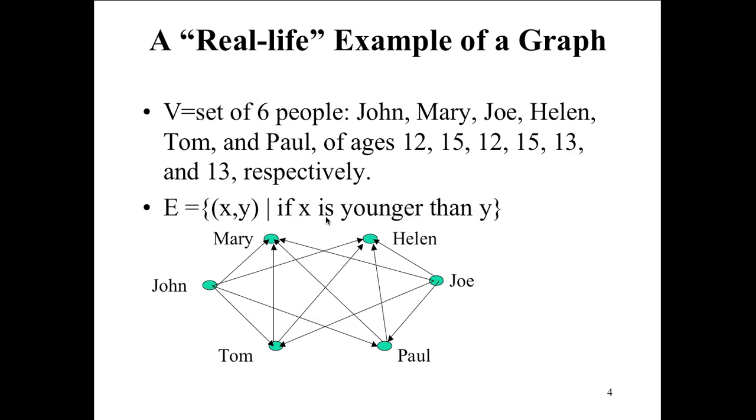As a real-life example of a graph, here the vertices, or the nodes in the graph, are a set of 6 people: John, Mary, Joe, Helen, Tom, and Paul, and their ages are 12, 15, 12, 15, 13, and 13 respectively. We could take their ages and graph them out in a structure that represents a visual representation in theory of how they relate. The edges are X and Y where X is younger than Y. So Mary in relationship to John ends up in this direction, and Helen, Joe, and Paul end up in this sort of configuration. We can arrange the nodes in the graph per the order of their ages.